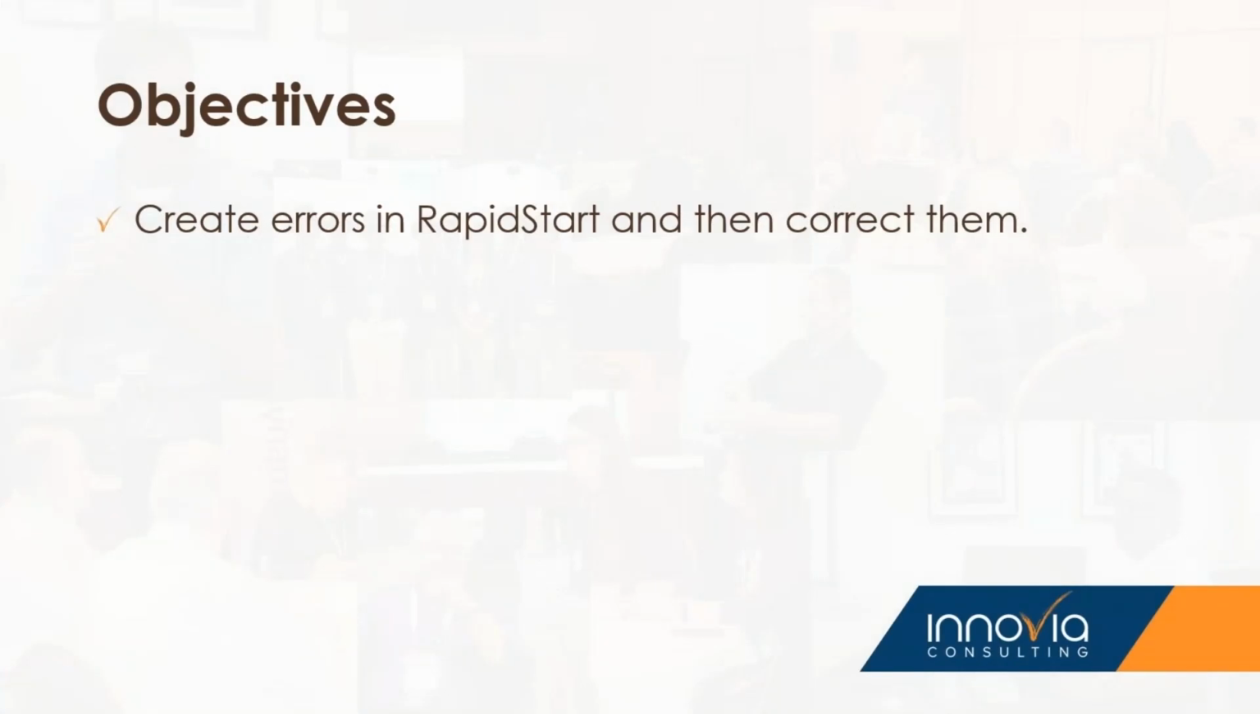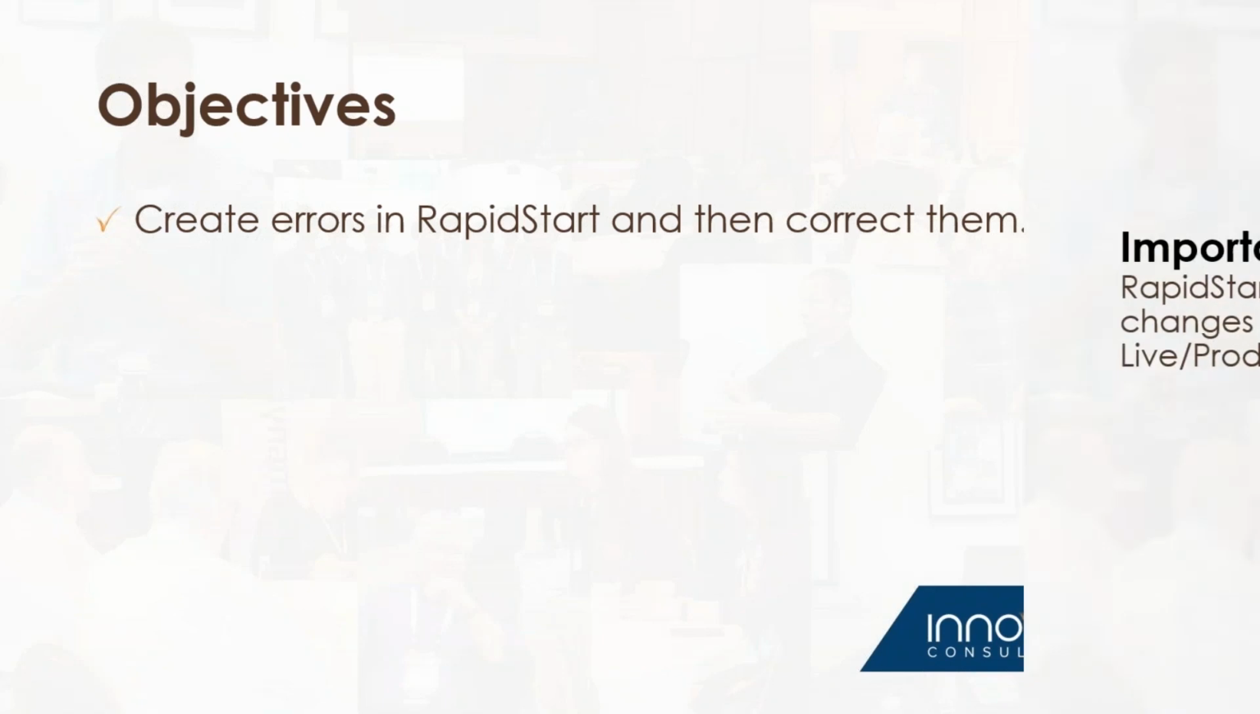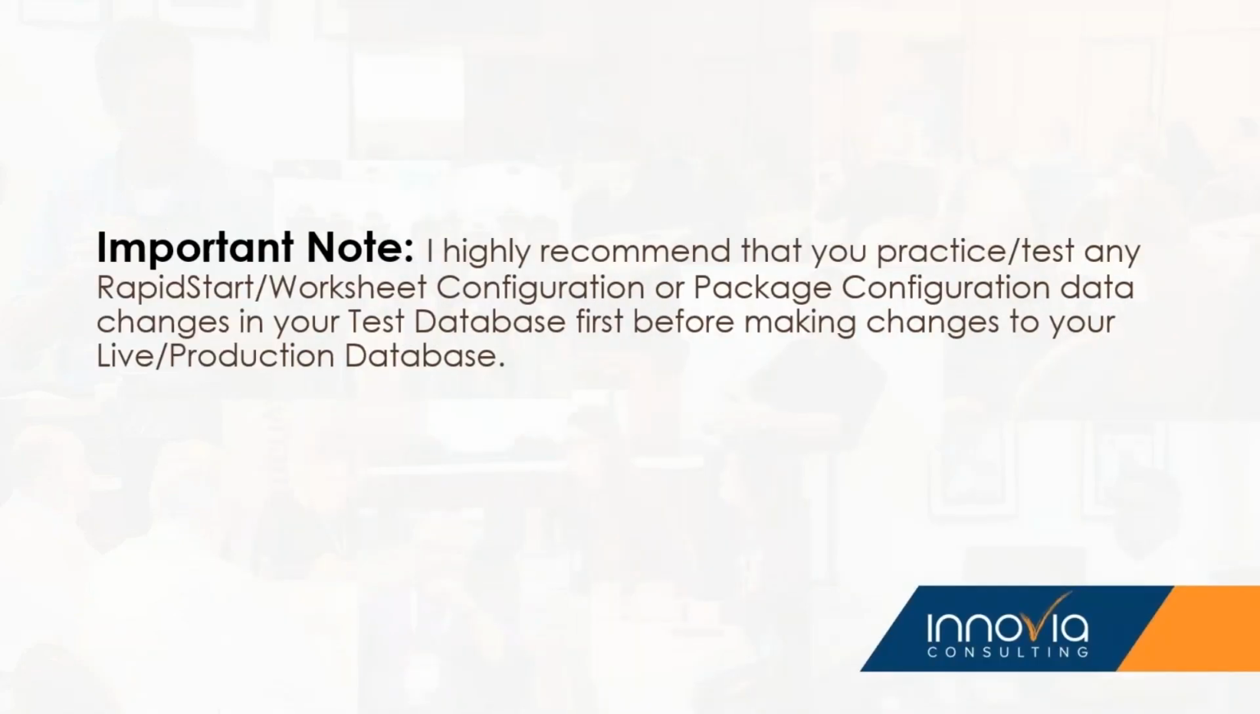So today's objective is really easy. We're going to go ahead and create some errors in RapidStart, and then we're going to fix them. I wanted to start off with this. I know I usually have it in all of my slides, but it's highly recommended that any kind of corrections or changes that you want to make to your data through RapidStart, you utilize your test database first to make sure that the changes are being made the way you expect them to be made in your database, just as a precaution.